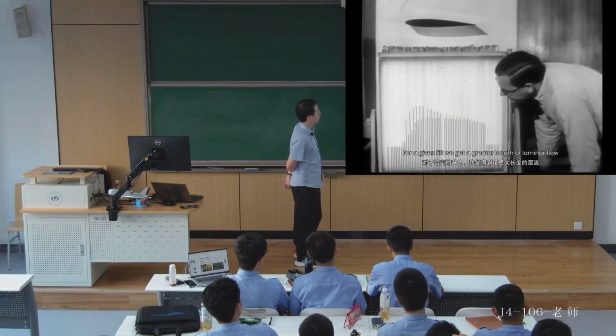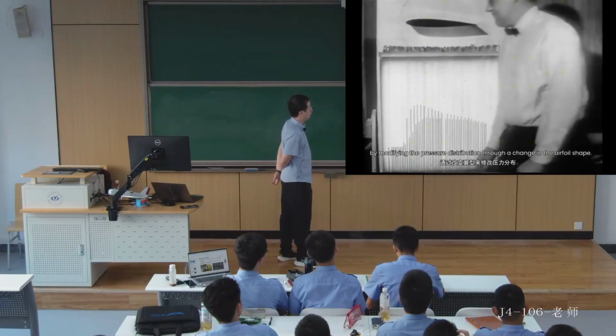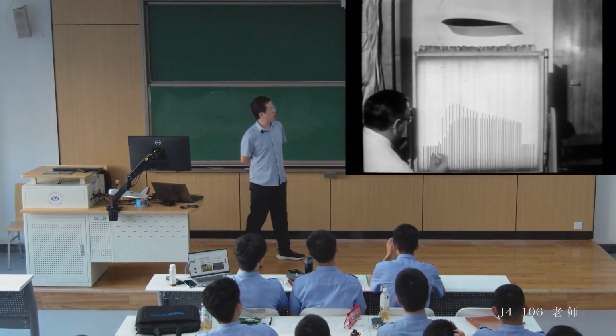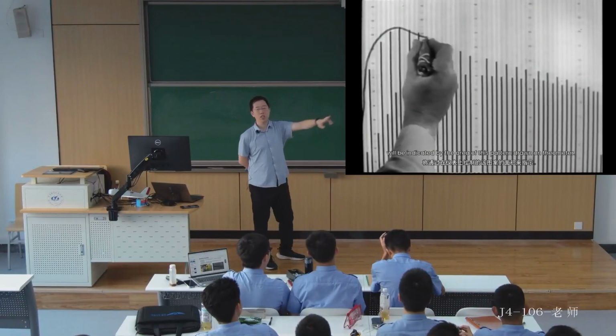We get a lift by modifying the airfoil, making changes in the airfoil shape. The key to designing a laminar flow airfoil is to maintain a larger favorable pressure gradient under the same lift conditions.